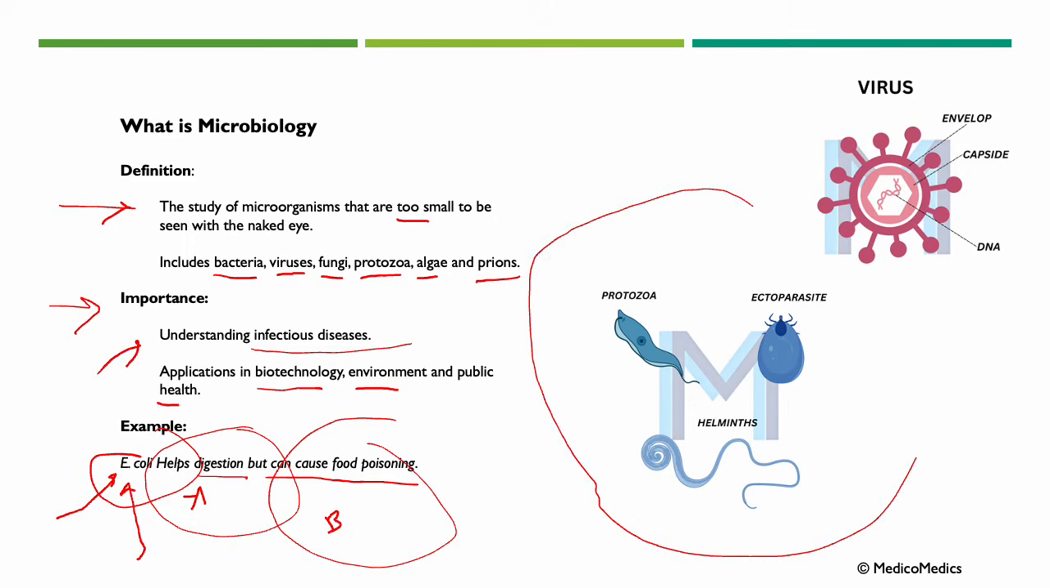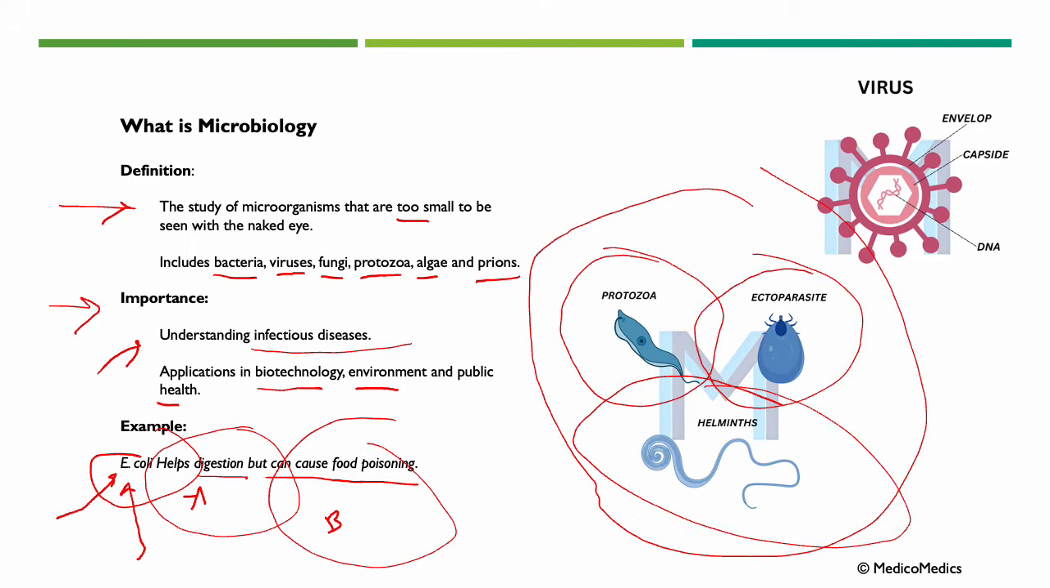So here we have some examples. Here we have the protozoa type, ectoparasite, helminths, and an illustration of a virus. As we move on in this lecture series, we will talk about each of these in detail. So microbiology is like peeking into a hidden world of tiny creatures. These organisms, indeed too small to see with our eyes, play massive roles. Like we mentioned, for example, E. coli helps us digest food, while others may cause diseases.